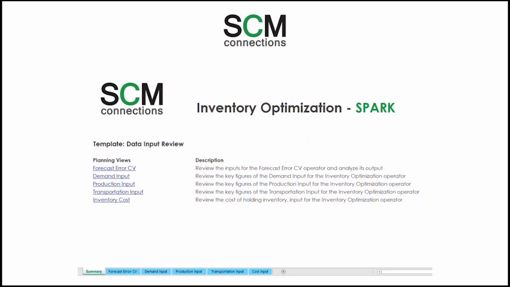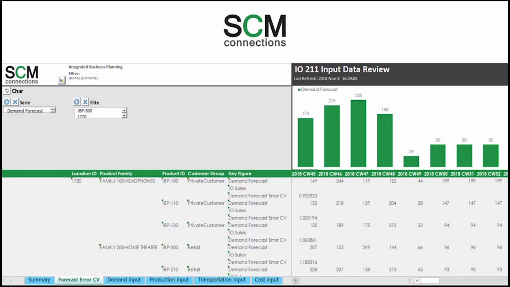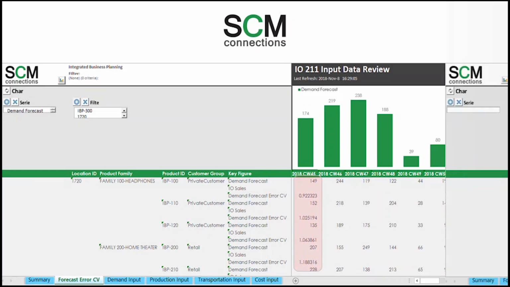The Input Data Review template allows users to review several inputs of the operators that enable the optimization of the inventory. Here, we see the 2 inputs and the output of the forecast error CV operator. The CV, or coefficient of variation of the forecast, is one of the main drivers of inventory safety stock, caused by the variability in demand. Also, the coefficient of variation is displayed for 1 week, because the operator calculates it for the current week only.